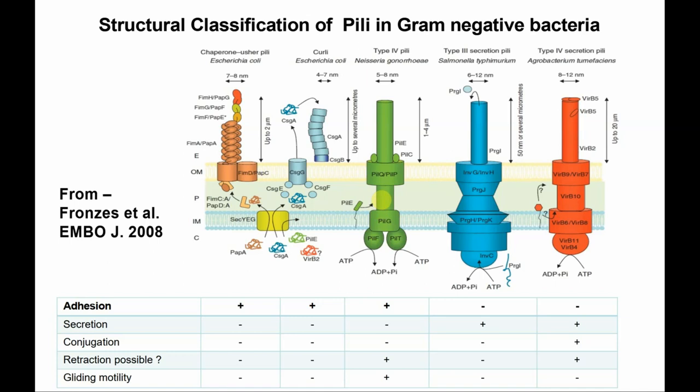Curly, adhesion; type 3, secretion; type 4, adhesion and motility; type 4 secretion. Those are different functions. So that's what gram-negative bacteria have. Gram-positive bacteria don't have so many types of pili. They have something similar to the curly type adhesion pili, but they're anchored on the outer face of the peptidoglycan layer. Okay, so they don't have any outer membrane. This curly type pili in gram-positives are attached on the outer face of the peptidoglycan.